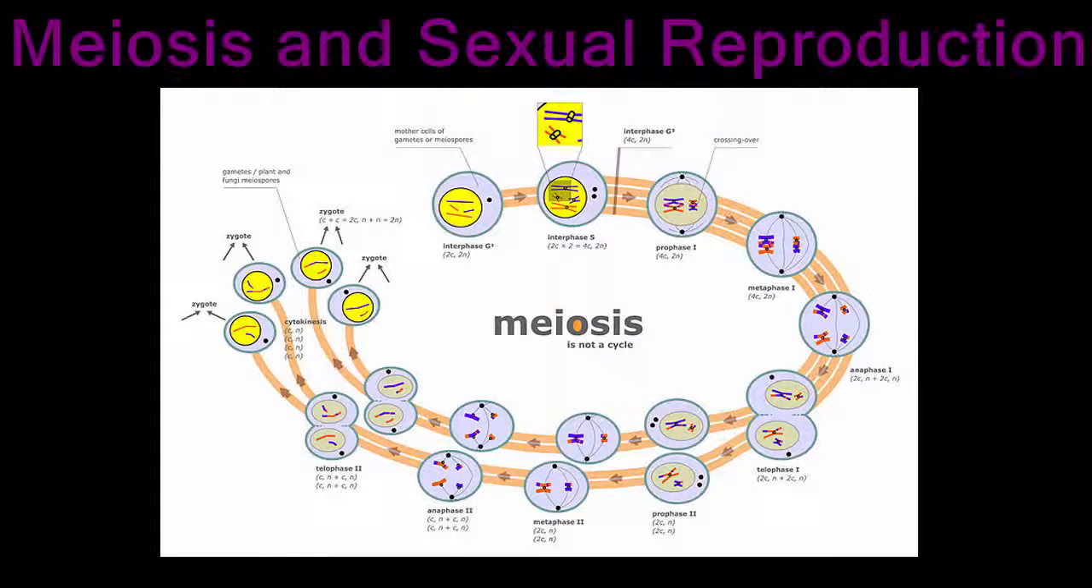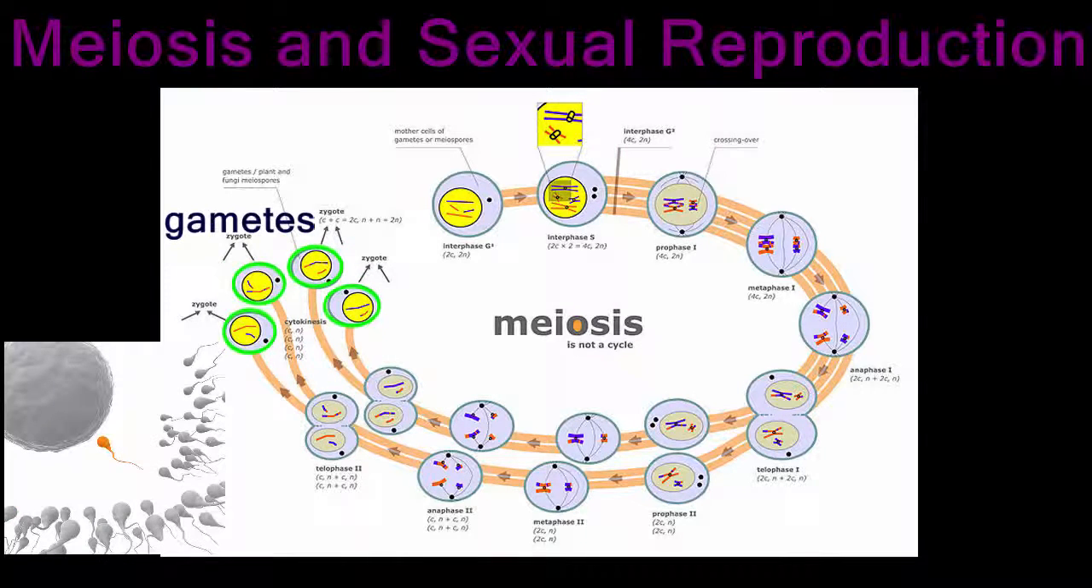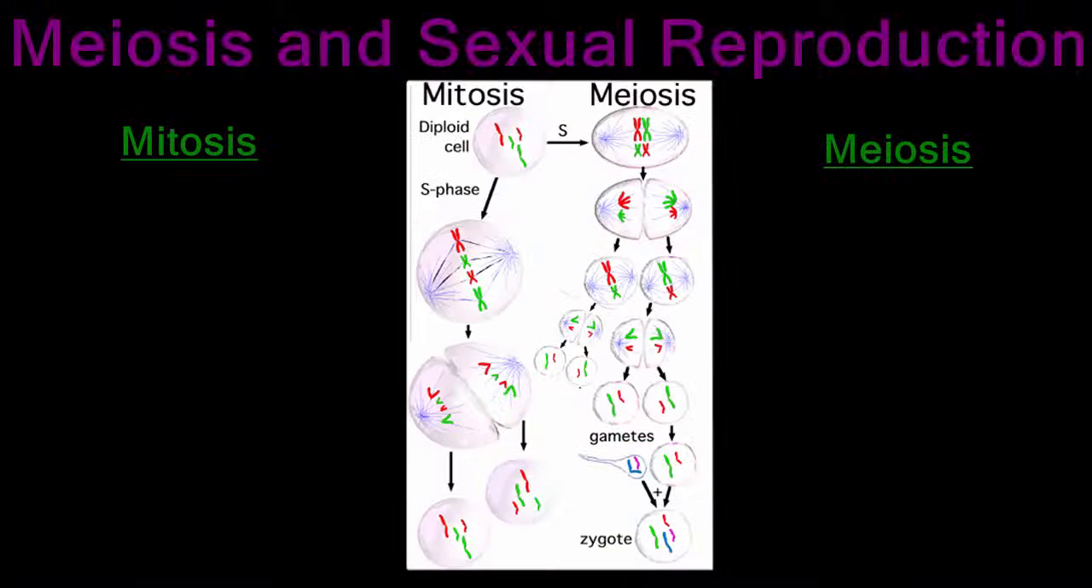Meiosis is a type of cell division that occurs in the reproductive cells of an organism to produce haploid gametes like egg and sperm. Meiosis is similar in some ways to mitosis, which you should already be familiar with, but there are also some key differences which you will see.